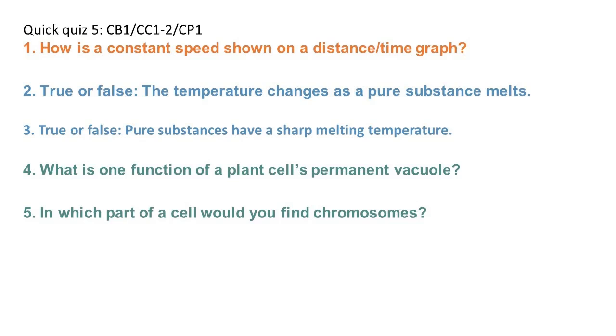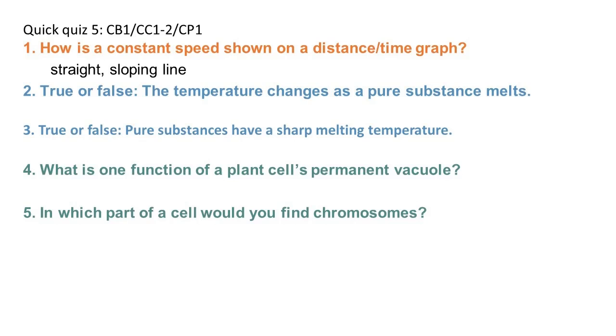Okay, so question 1 was, how is a constant speed shown on a distance time graph? Now remember, a distance time graph will have time along the bottom on the x-axis and it will have distance up the side on the y-axis. So if we have a constant speed, we will have a straight line, but it will not be a horizontal line because a horizontal line would show no change in distance.